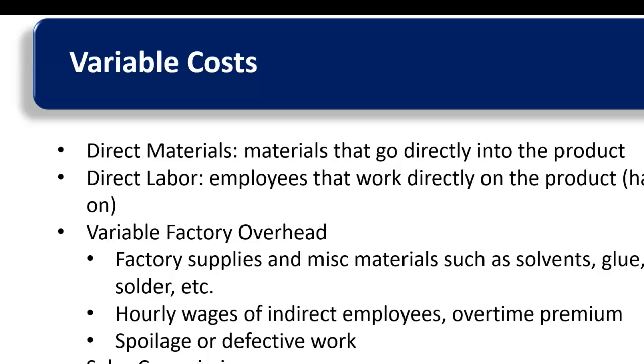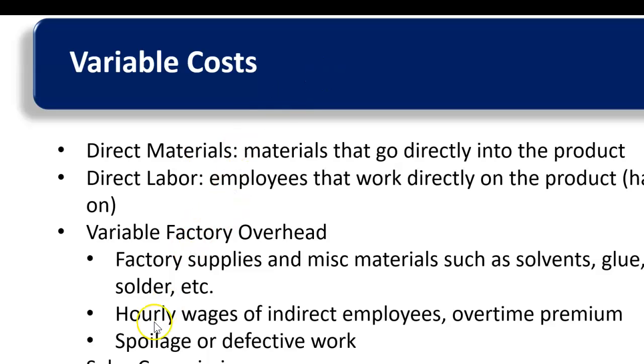Also, the hourly wages of our indirect employees. So these are hourly wages of our supervisors, our shipping and receiving employees, our employees doing our maintenance, our employees doing our cleaning. Although they aren't direct labor, as we produce more product, we're going to also need more people coming in to do the shipping and receiving, more people coming in to clean the equipment. So those wages are variable. Overtime premium. That's also going to be a variable overhead.